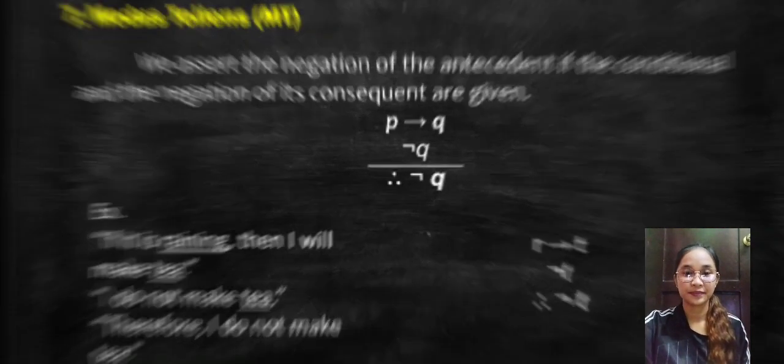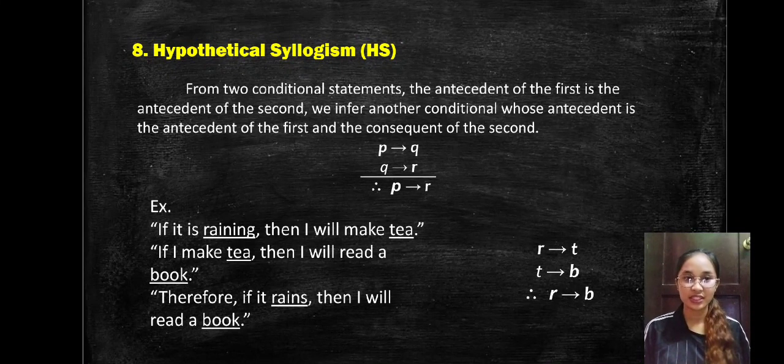So next, hypothetical syllogism, or it is shortened as HS. From the two conditional statements, where the consequent of the first is the antecedent of the second, we infer another conditional whose antecedent is the antecedent of the first and the consequent of the second. So if I have P then Q, if I have Q then R, therefore I have P then R.